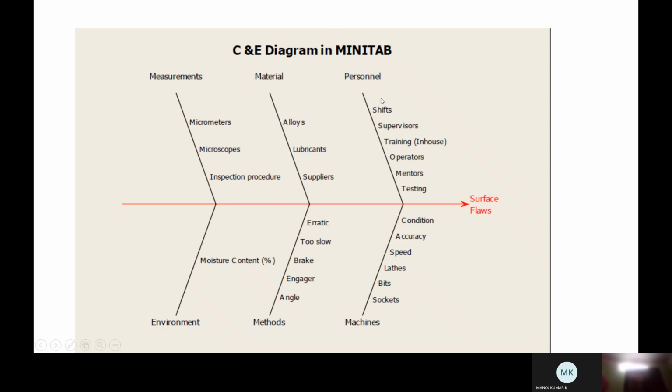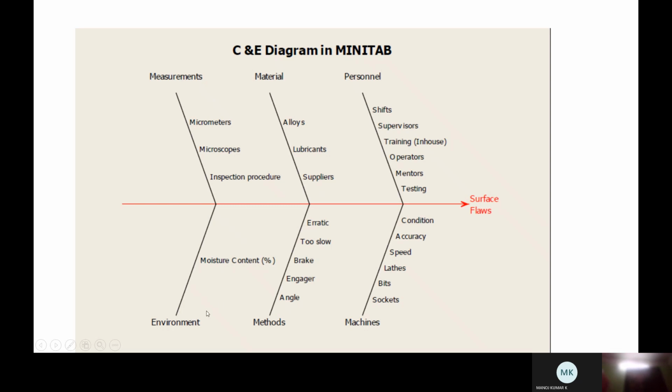So when it comes to personnel, meaning man, there is the shift. Even in the control chart I'm going to discuss this. On the night shift, the surface finish is always very poor and defects will be there, whereas in the morning shift everything is fine. Supervisor, there is a problem. Training, operators, mentors, testing, these are all subcauses. Material: alloys, lubricants, suppliers, and other things. Measurements: how do you measure? Micrometer, microscope, inspection procedure, all these things.